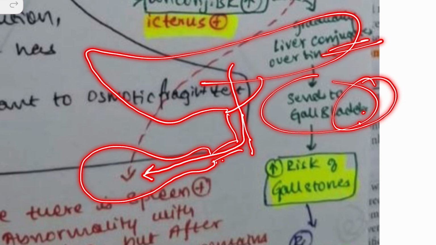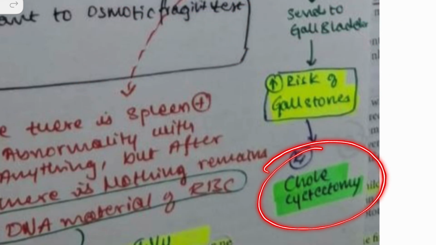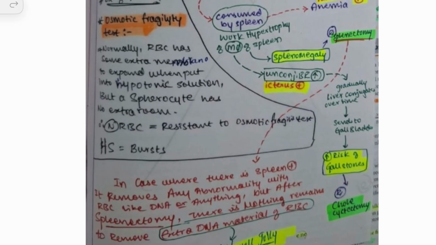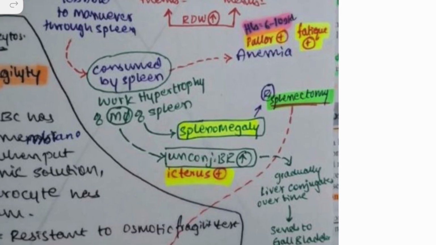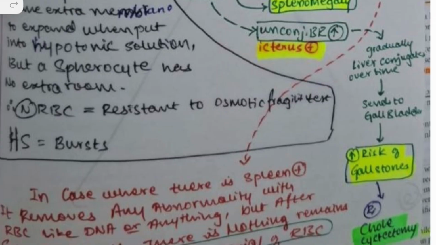Then the retention of this bilirubin will increase the gallstone risk, that will lead to cholecystitis, so the surgeons have to remove it. The treatment for gallstones is cholecystectomy. Since there is an increase in the spleen size, the treatment is splenectomy.